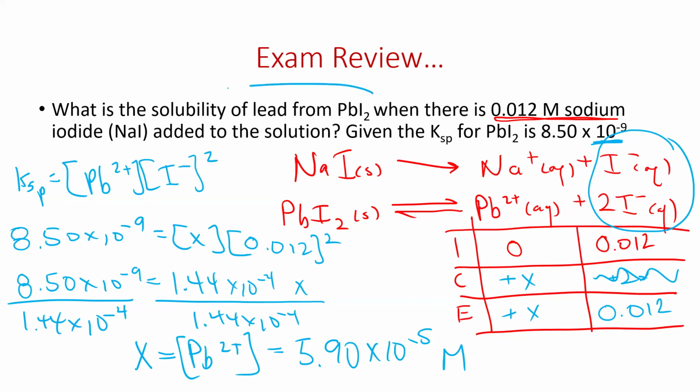That is also the solubility of lead-2 iodide, because it's 1-to-1. For every lead-2 iodide that ionizes, we get 1 lead in solution. So this concentration of lead that we found is also the molar solubility of lead-2 iodide. That's how much lead-2 iodide can go into solution. So those questions on the homework where it was asking for molar solubility, it's the same thing as saying, what's our concentration of lead in solution? 5.9 times 10 to the minus 5 molar is our concentration of lead from the lead iodide.